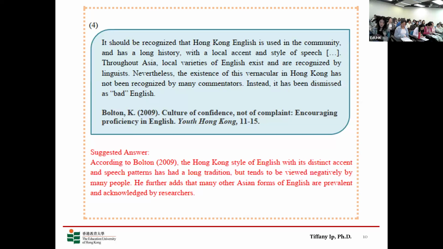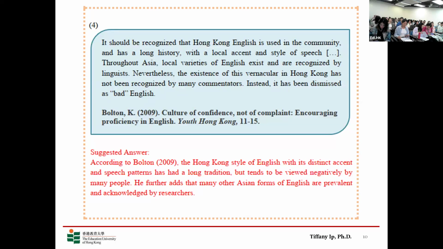And then by going back to the part about other varieties, he further adds that. Can you see the word further? Okay, so this is a good linking word. So you don't just present all the information. Feel free to add some linking words. Further, and then this one, and actually a good reporting verb, adds that. Like apart from the thing that he has mentioned, he adds that many other Asian forms of English.